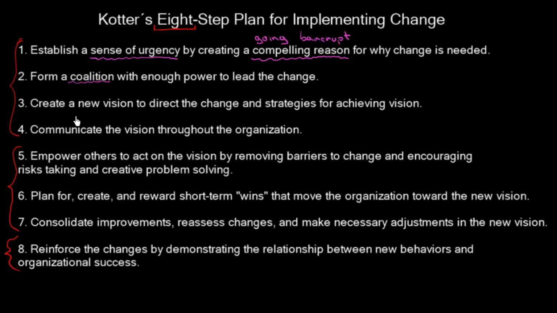Third, create a new vision to direct the change and strategies for achieving the vision. Well, let's say the vision can be that we will cut our costs by 30%. That's our vision. Now we need to develop strategies for how to achieve it. Let's say we are going to have lower salaries, a better purchasing department, and we are not going to repay business travels for the managers, whatever. But those are the strategies that we plan to implement to achieve this new vision.